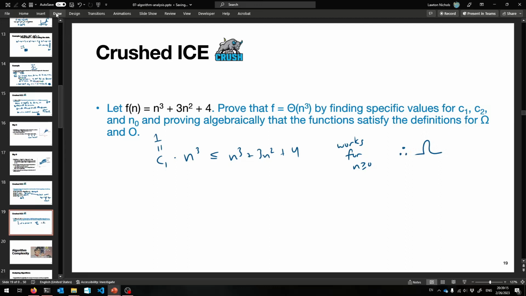And now we need to prove the flip side, that this is smaller than some constant times n cubed. So we have the other way around. And here's how you do that trick that I showed you from before. You start with the original function, n cubed plus 3n squared plus 4. And then you take all these, if they weren't negative, make them positive, and then change all these smaller terms to n cubed. It'll make it a bigger function, right? We need to show that this is less than or equal to c2 times n cubed.